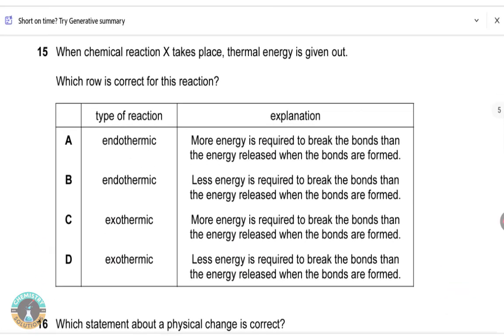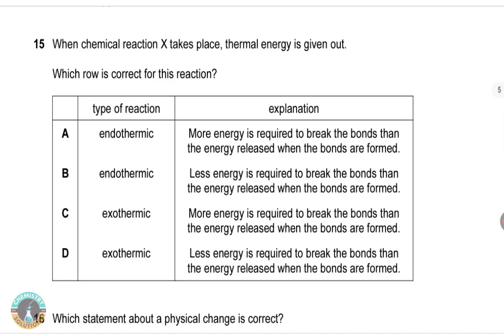So question number 15: when chemical reaction X takes place, thermal energy is given out. Which row is correct for this reaction? Definitely when thermal energy is given out, the reaction will be exothermic. More energy is required to break? No, not more energy is required. More energy is released to the surrounding. So this option is wrong. Less energy is required, yes, and more energy is released in bond formation. Always remember, energy is released in bond formation, not in bond breaking.